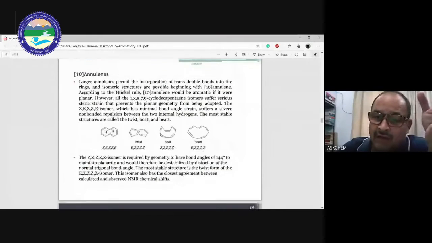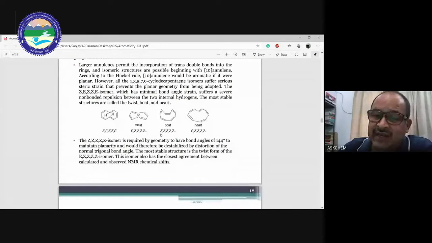In the case of 10 annulene, if all double bonds have to be Z in order to make it planar, then its bond angle will have to be 144 degrees to maintain planarity, and it would therefore be destabilized by distortion of the normal trigonal bond angle. That is, the trigonal bond angle is 120 degrees. This will cause a lot of disturbance in adjusting the 144 angle.